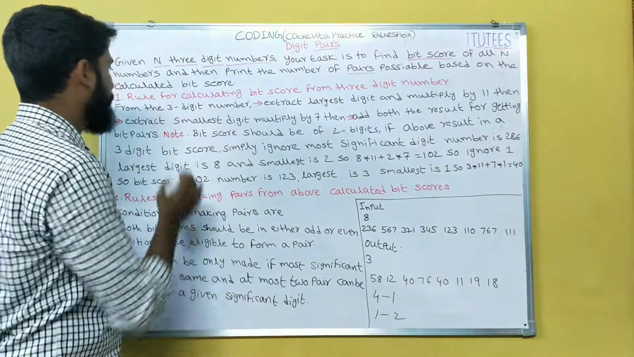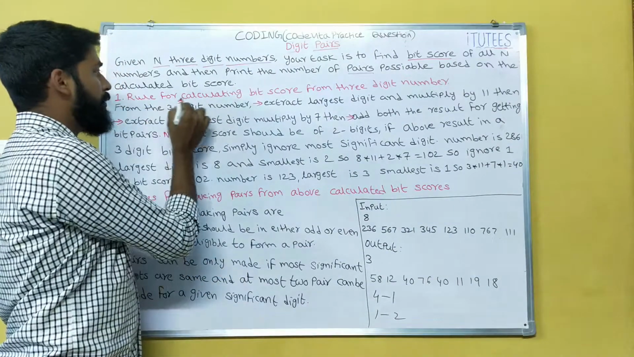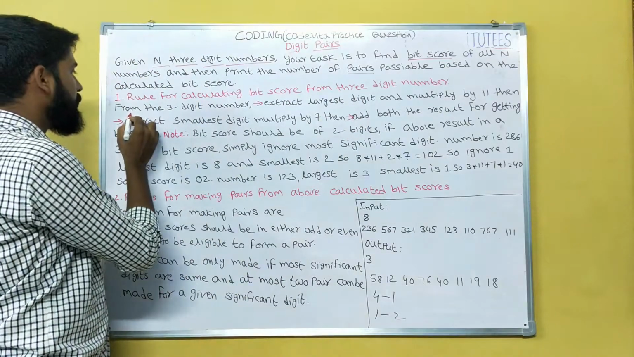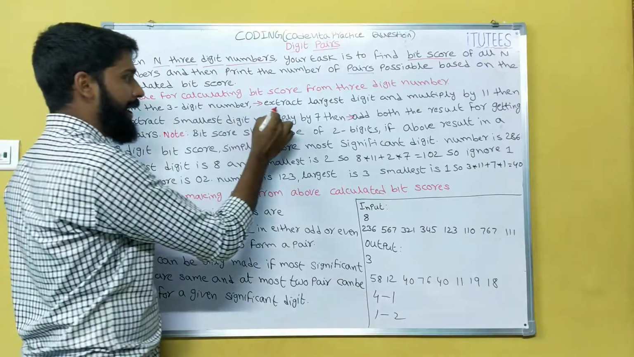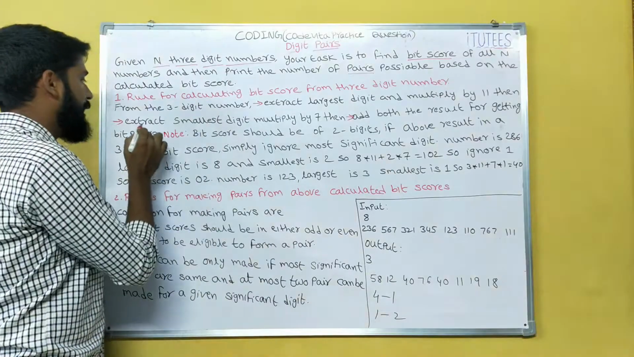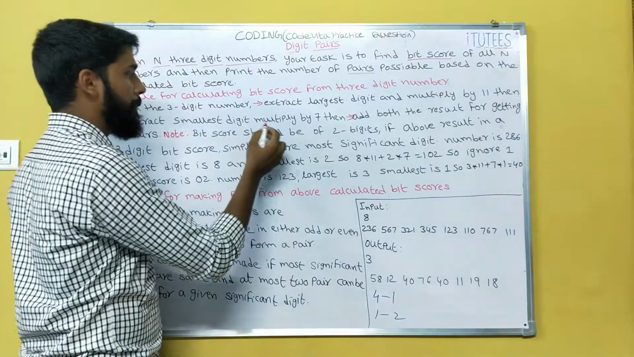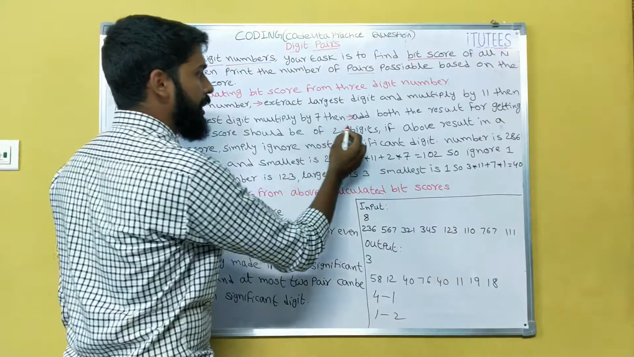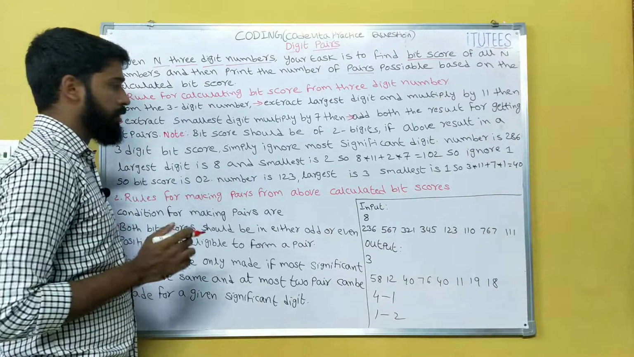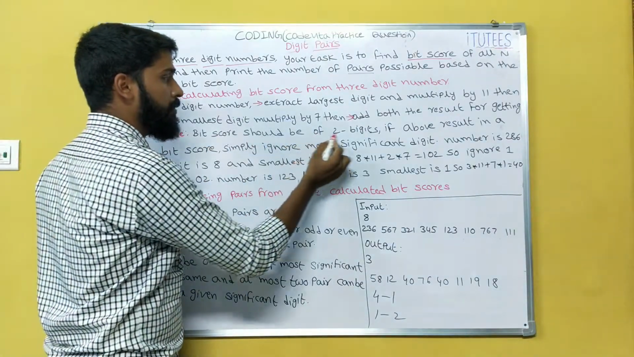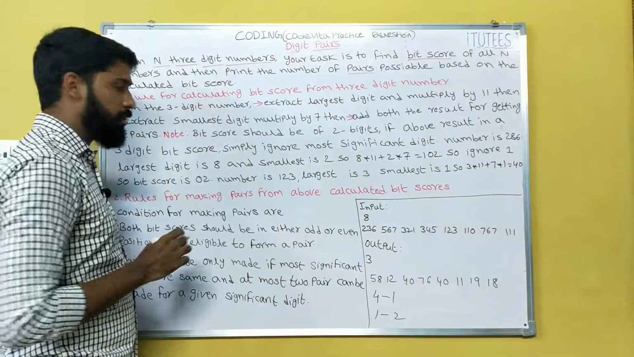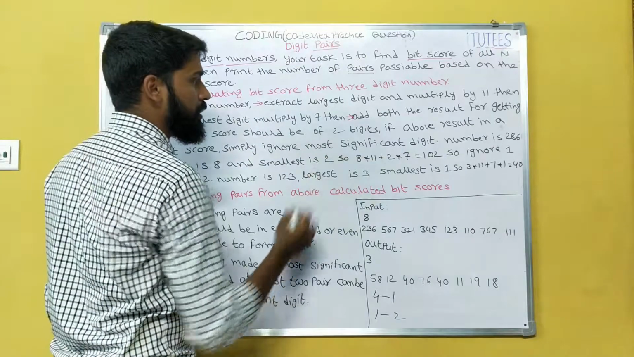There are two rules. The first rule is the rule for calculating the bit score from a 3-digit number. From the 3-digit number, extract the largest digit and multiply by 11. Then extract the smallest digit and multiply by 7. Then add both results to get the bit score. Note, the bit score should be of 2 digits only. If the above result is a 3-digit bit score, simply ignore the most significant digit.